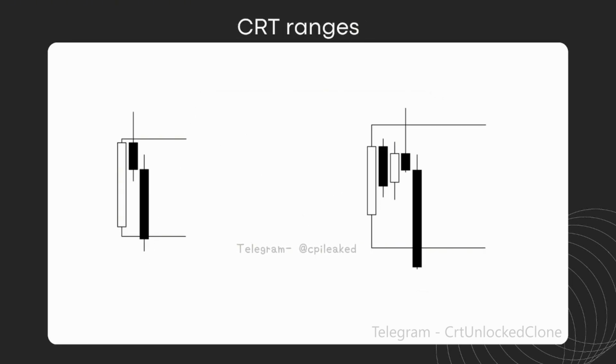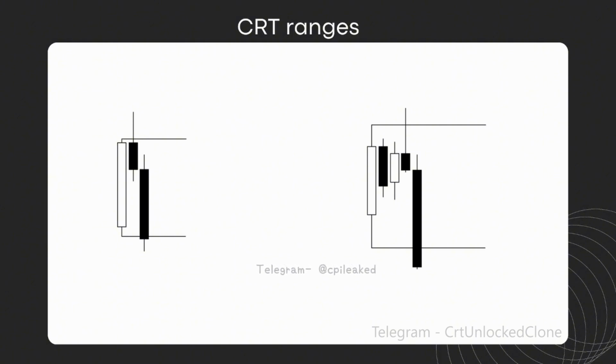Next one we've got is CRT ranges, right? Now we all know how they look. First one we've got is the three candle CRT right here. You can see the first candle is the CRT range, then it's bought in the second candle, and then this third candle distributes lower to take out the opposite side of the range.